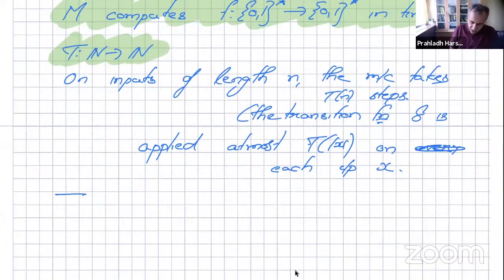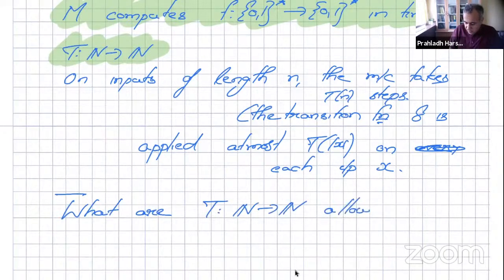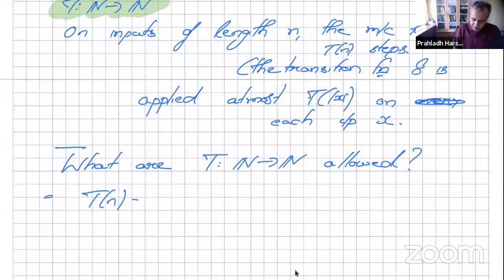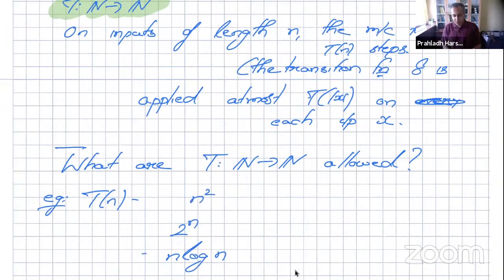now the one question that can come over here, one thing to be careful about is, what are the t's that are allowed? What are the time functions t that are allowed? It seems like a technicality. Certainly the t which we are thinking of, t(n), I want to think of functions. Examples of this are t(n) is n squared, it takes n squared steps. It takes 2 to the n steps. It takes n log n steps. These are the t(n) functions that one is thinking of.